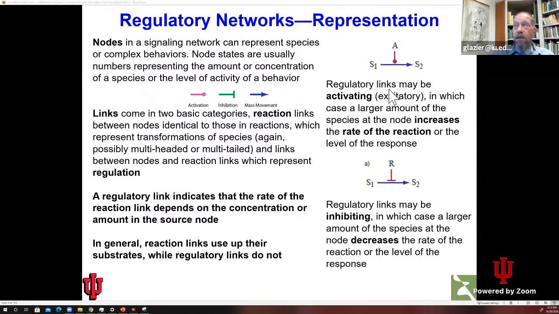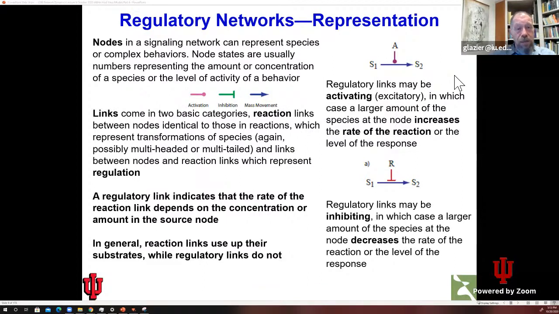if we have a species S1 and a species S2 and an arrow between them, that means S1 is being destroyed and S2 is being created. And in this case, the arrow is linking a species name to another species name. We will also see arrows that point to other arrows. And in this case, A is pointing to the arrow between S1 and S2.